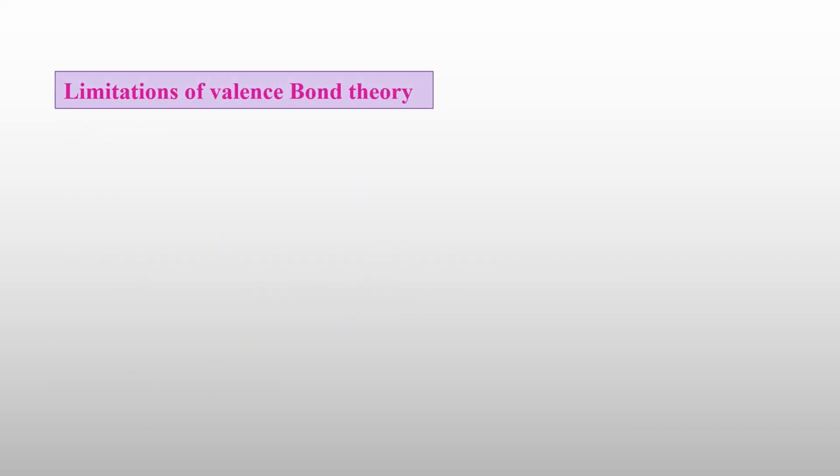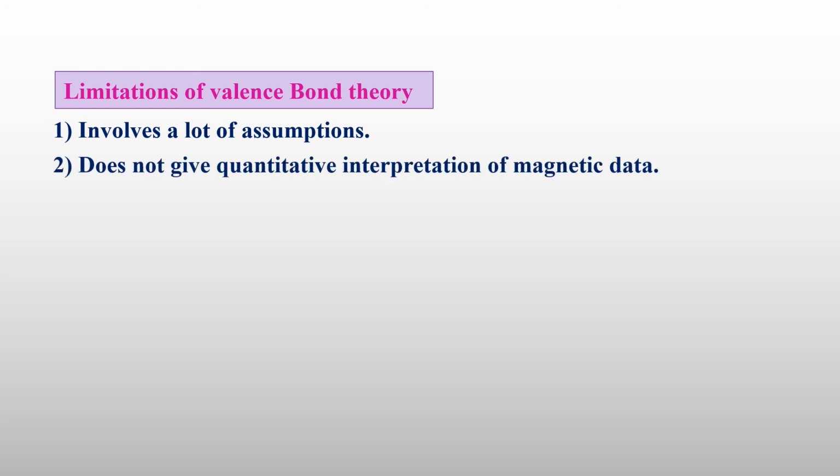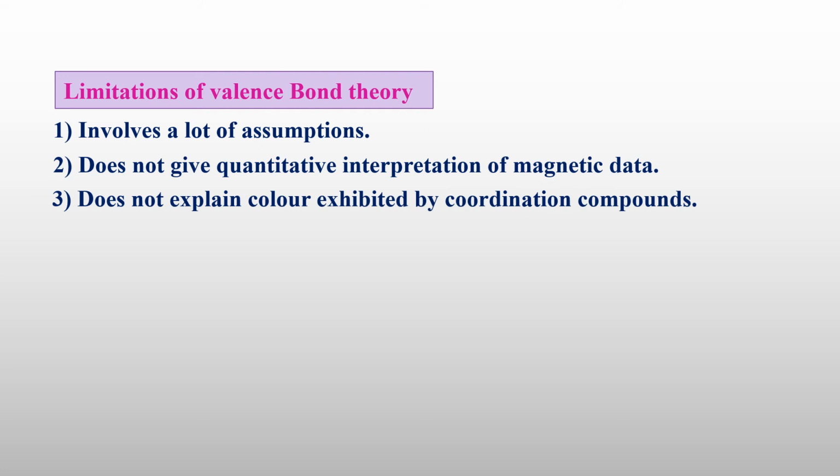So students, now the limitations of valence bond theory. The first limitation is that the valence bond theory involves a lot of assumptions. So totally the theory depends upon assumptions. Then, it does not give quantitative interpretation of magnetic data about paramagnetic and diamagnetic. Then third one, it does not explain the color exhibited by coordination compounds. Means the coordination compounds are colored. Why are those compounds colored? That is not explained by valence bond theory.